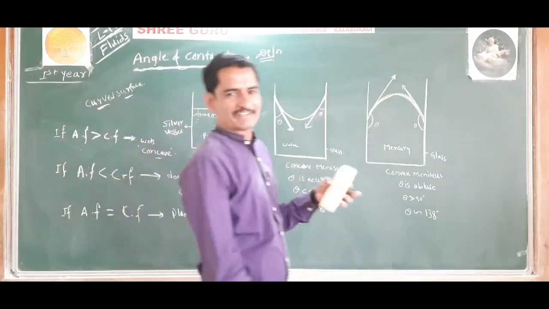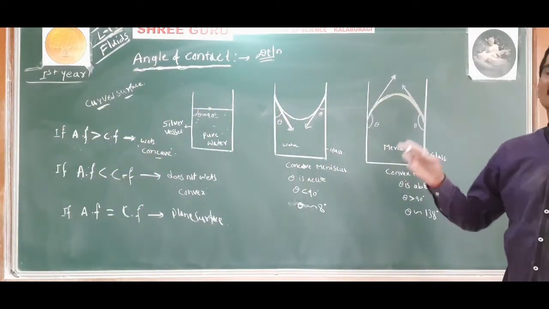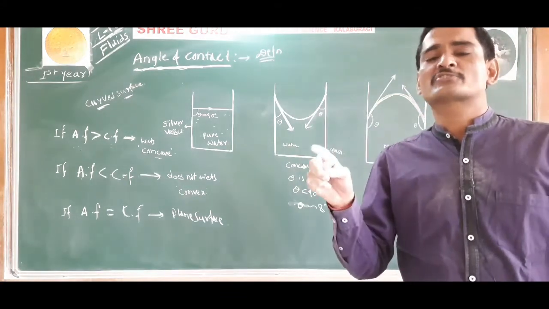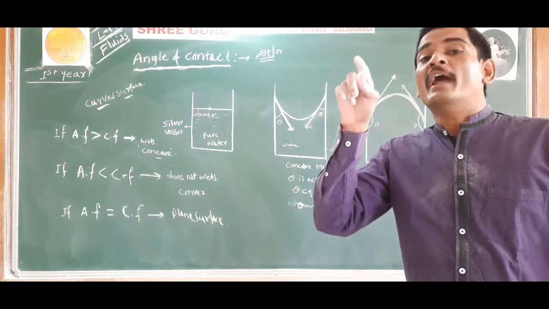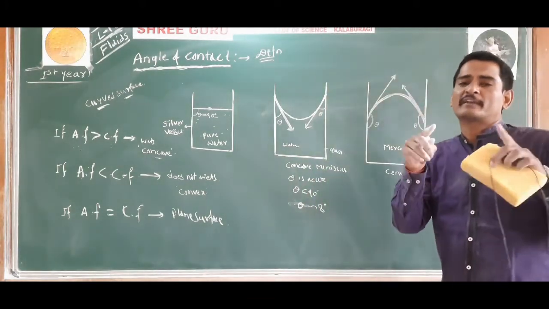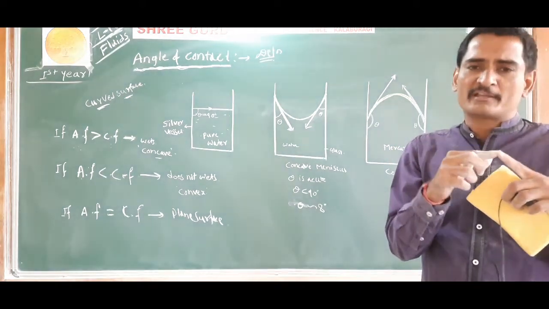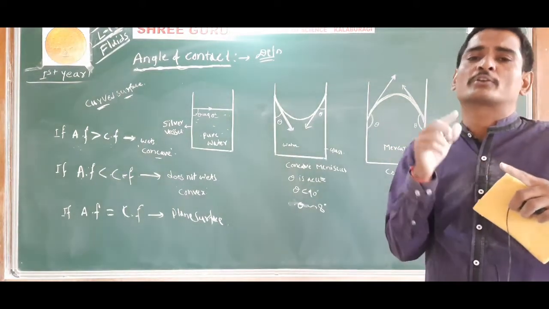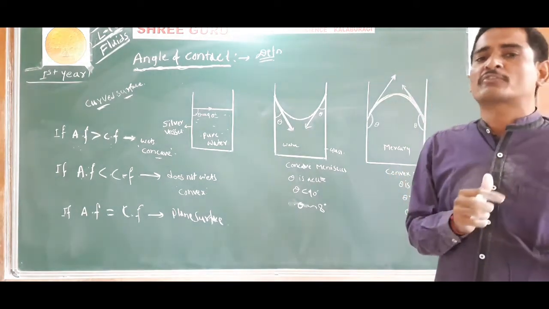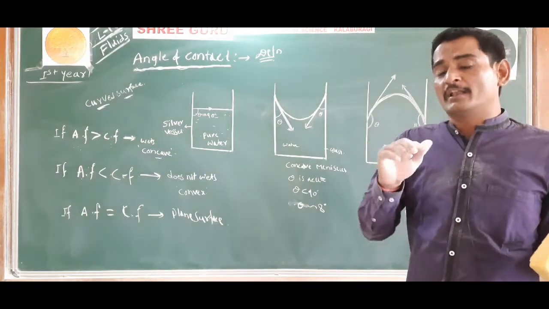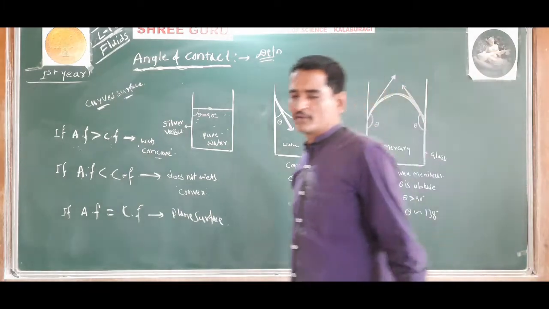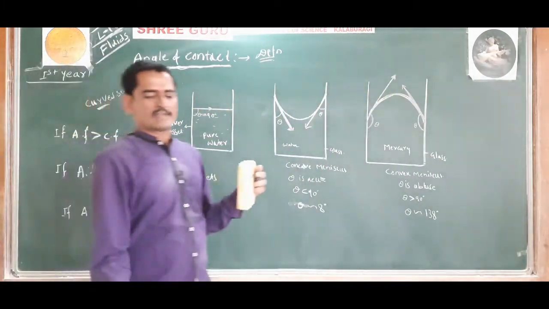This is a tricky definition. The angle made by the tangent drawn to the liquid surface. The tangent has to be drawn to the liquid surface at the point of contact with the solid surface, where the liquid surface and solid surface meet. From that point, you draw a tangent to the liquid surface, and that tangent makes an angle with the solid surface. That angle which is inside the liquid is called the angle of contact. Understood? This is one way of explaining the definition.